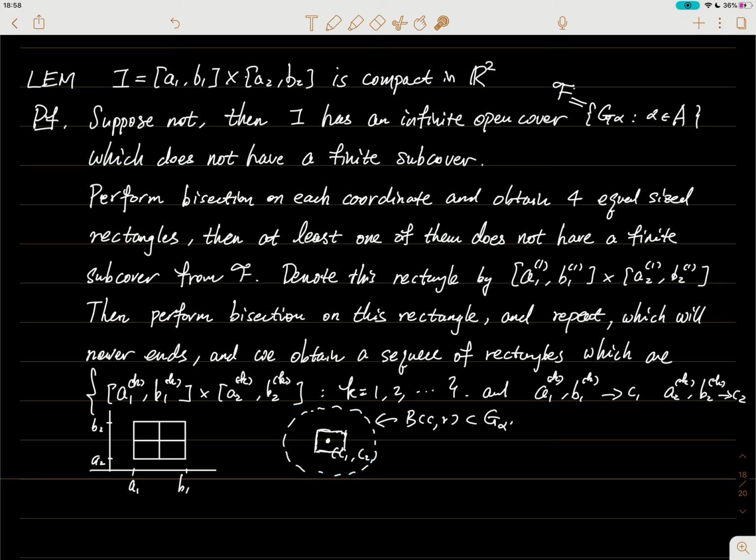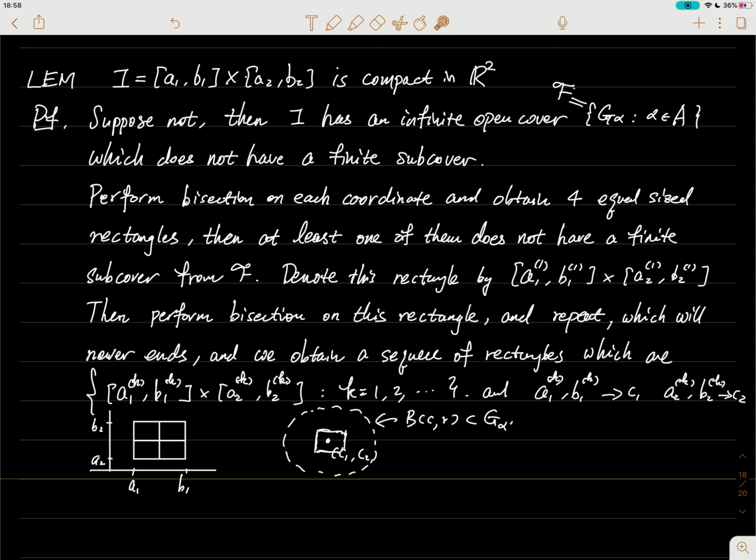But remember that the rectangle that is converging to the point C is getting smaller and smaller. Eventually, their size is approaching 0. But here I have a fixed size of ball. It has a fixed radius r. So that means that up to some point, when k is large enough, this rectangle will be completely inside this ball.